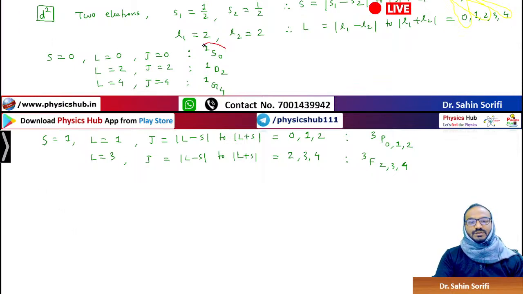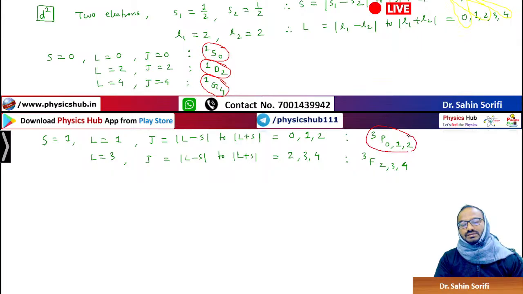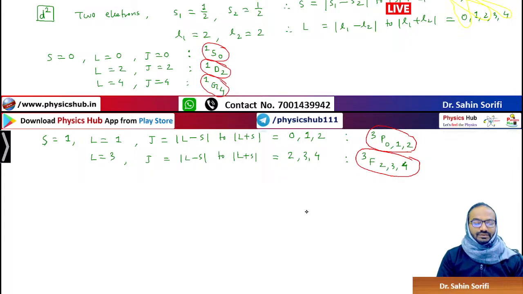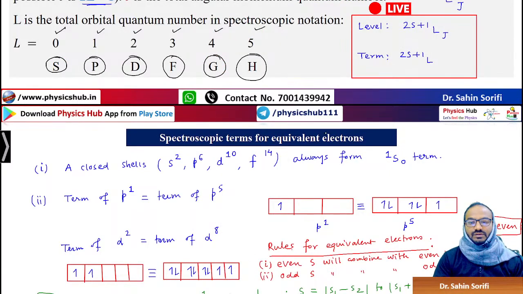So these are the spectroscopic terms: 1S0, 1D2, 1G4, 3P0, 3P1, 3P2, and 3F2, 3F3, 3F4. So even combines with even, odd combines with odd. This applies for equivalent electrons. Remember, equivalent electrons, these kinds of electrons.